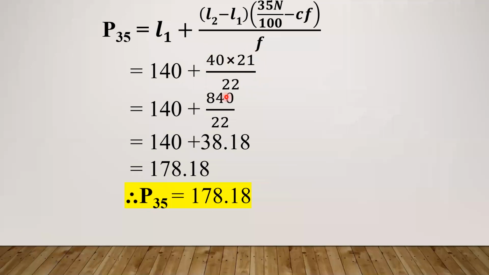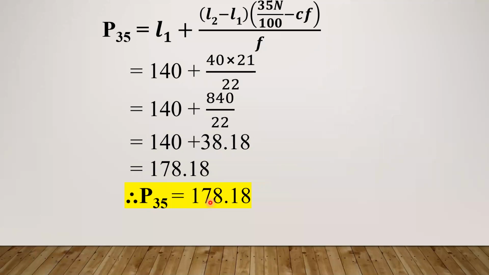Now you have to simplify this. 40 into 21 is 840 divided by 22. First solve this. Don't make that mistake of putting the division up to here. Don't make that mistake. Again and again I'm telling you in each class. So first you divide this, you will get 38.18 and you add it to 140. So you will get 178.18. So your P35 is coming as 178.18.